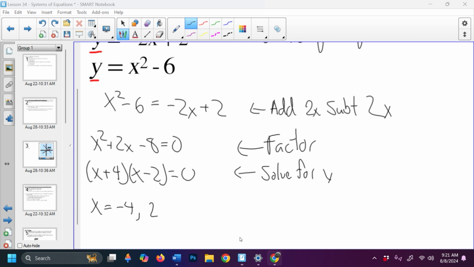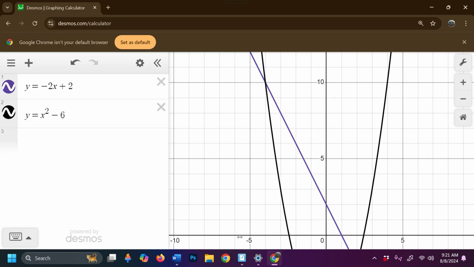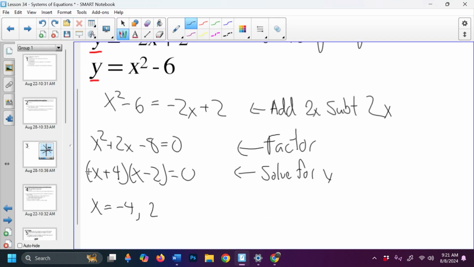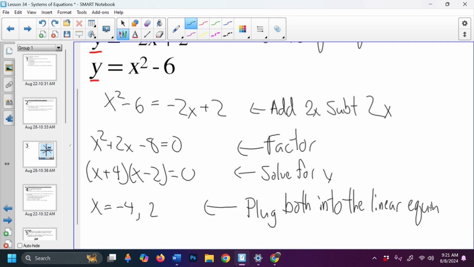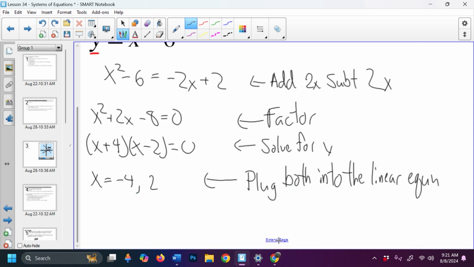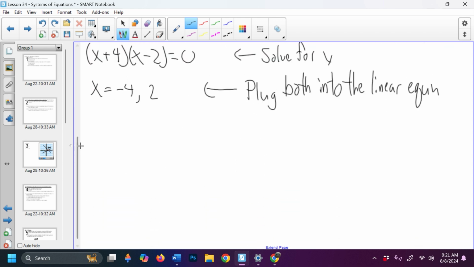But again, I have a point of intersection and I have a point of intersection right there. So the solution to the system of equations are ordered pairs, just like in every other question that we've done so far. So I'm going to plug them both into the linear equation. We could do it into either and they'll still come out the same. And that would be okay.